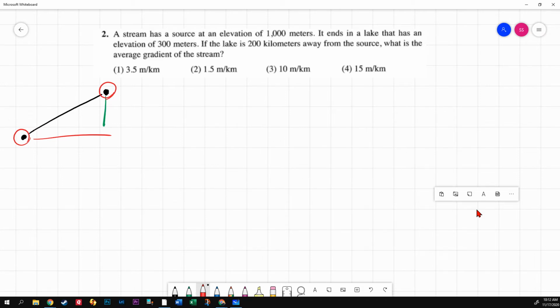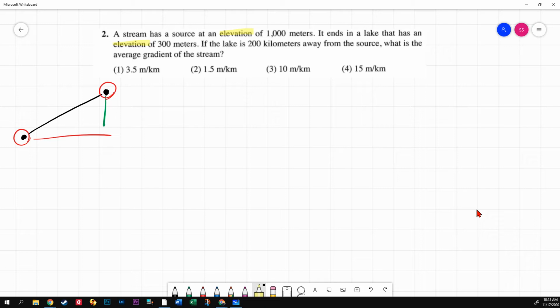All right, so a stream has a source at an elevation of 1,000 meters. Okay, so that's a distance value, but they're talking about elevation. It ends in a lake that has an elevation of 300 meters. So elevation is going to be one of our variables, either the x or the y. If the lake is 200 kilometers away from the source, then what is the average gradient of the stream?